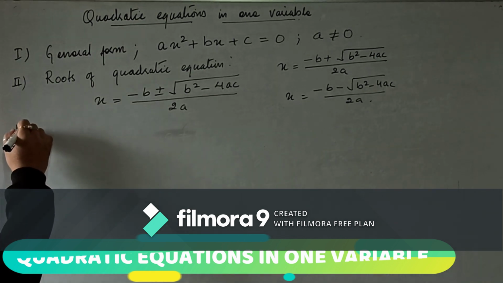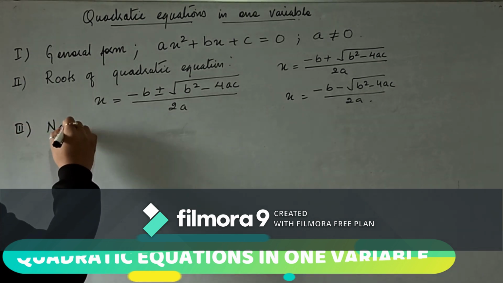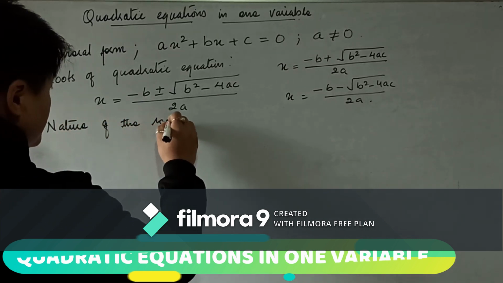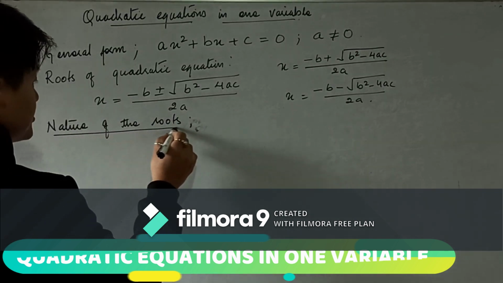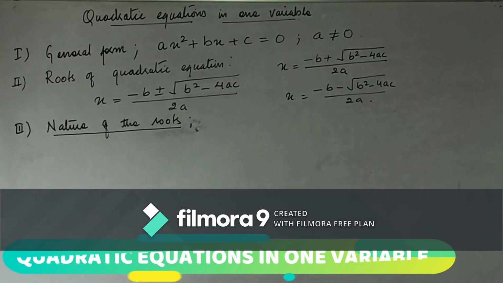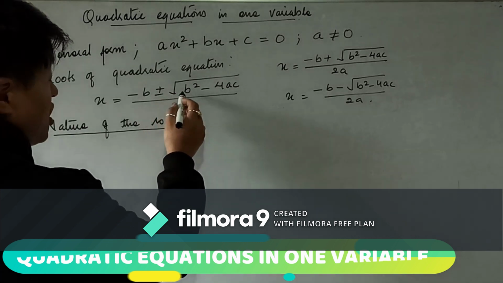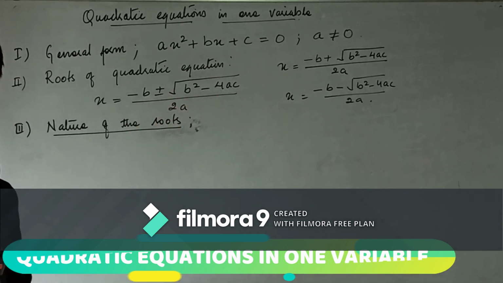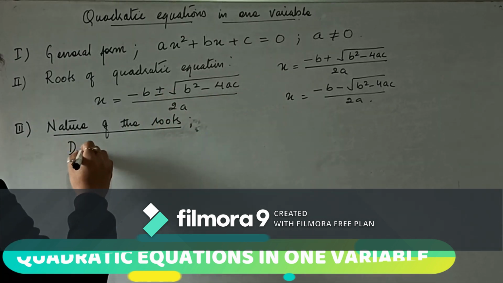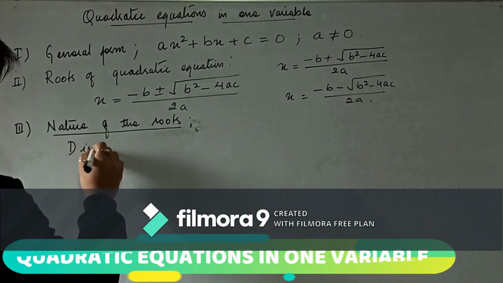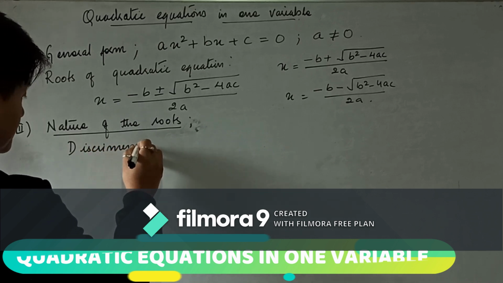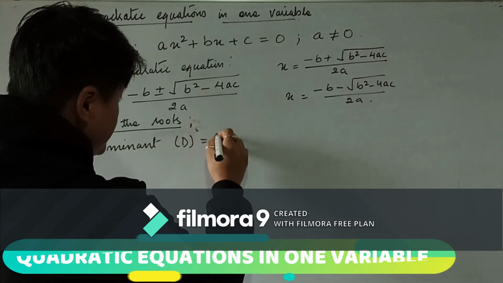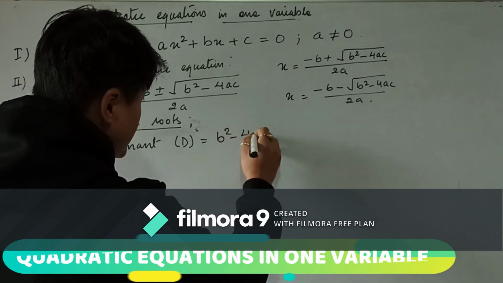And the third one is the nature of the roots. The nature of the roots of the quadratic equation depends on the quantity under the square root sign, and this quantity is called the discriminant. The discriminant is denoted by capital D, which equals b² − 4ac.